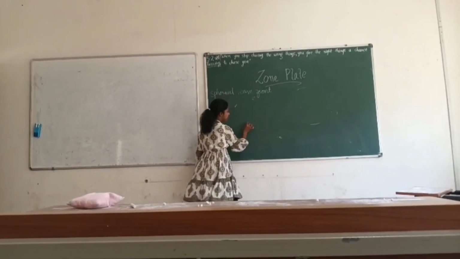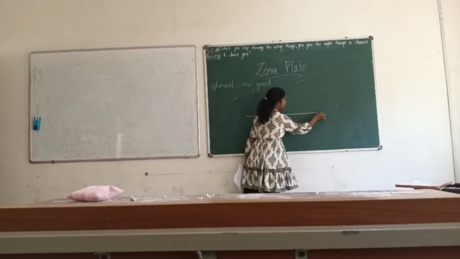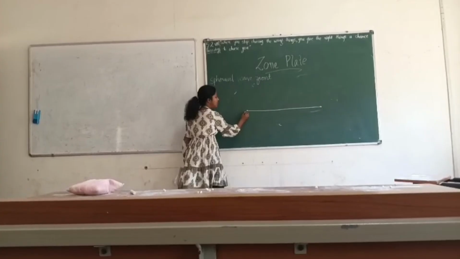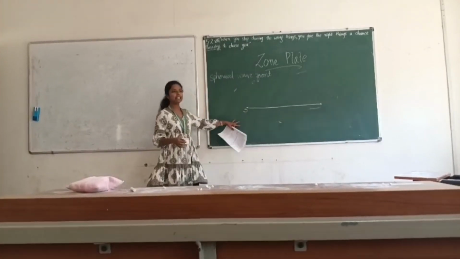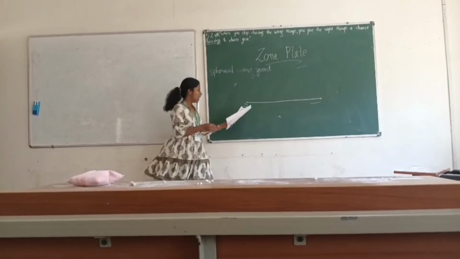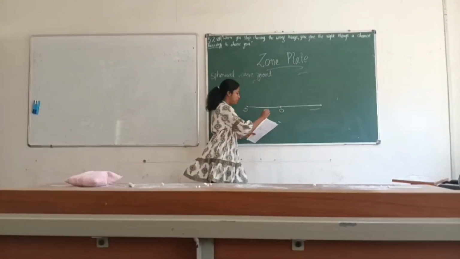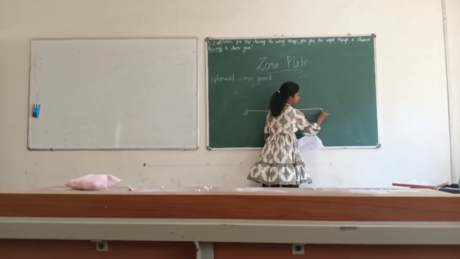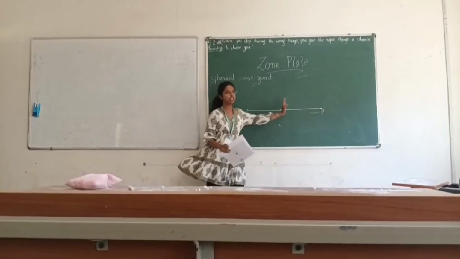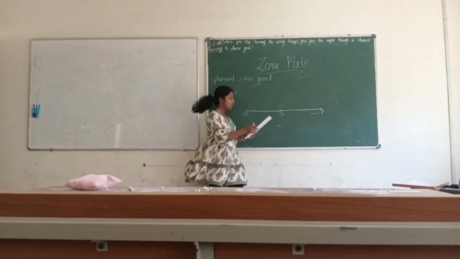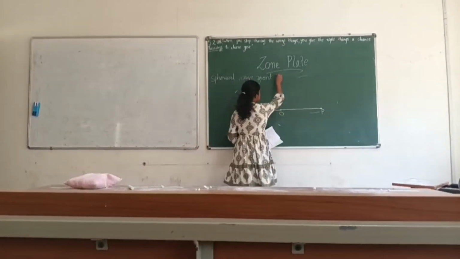Here it is a point S. This S is the source of light. And here it is the zone plate. And P is where the image is formed. When diffraction happens, the image is formed on this side. Okay? So we are drawing an axis through this.